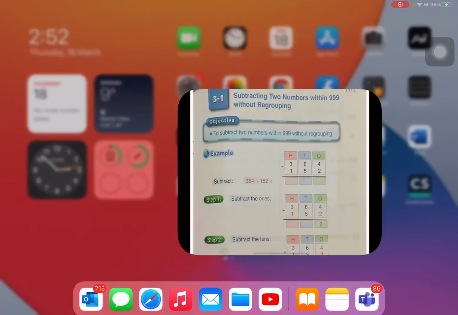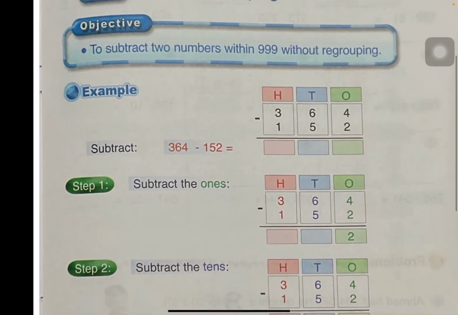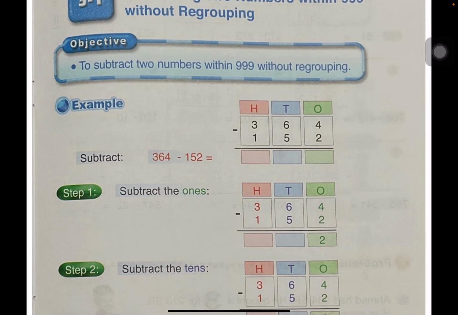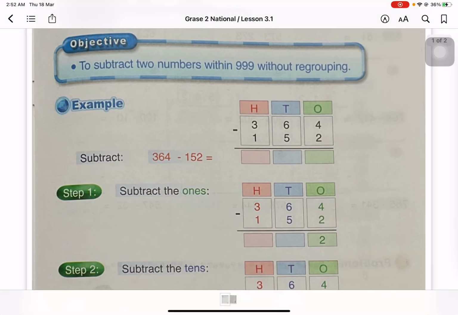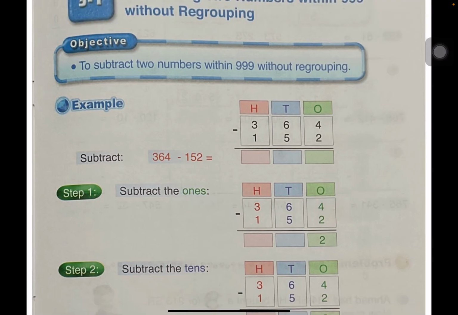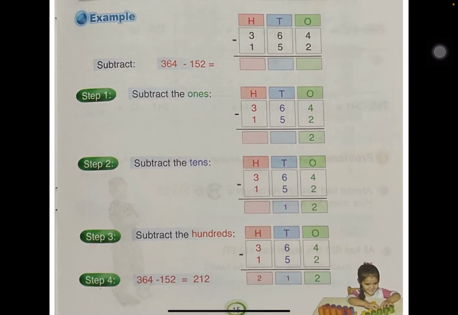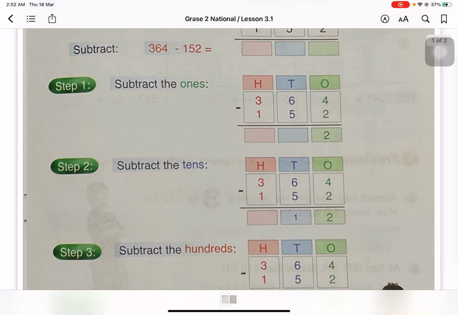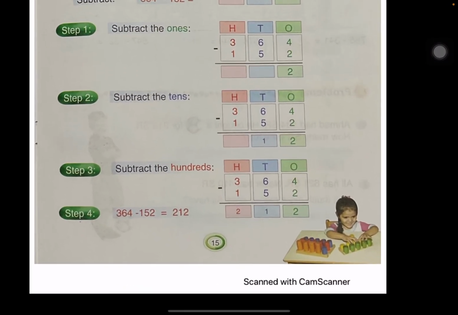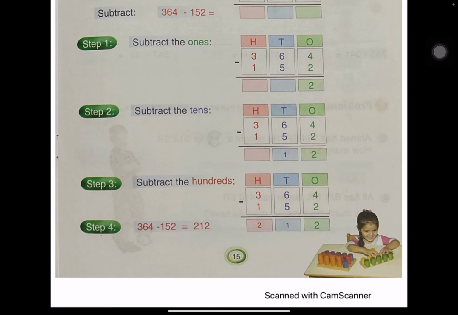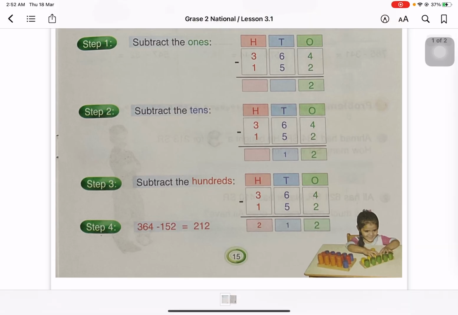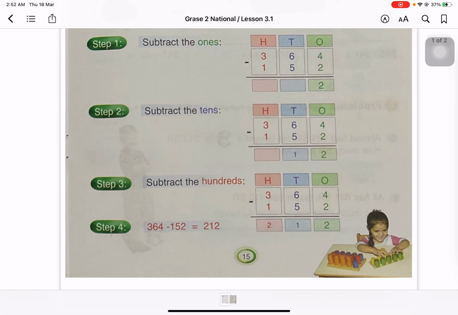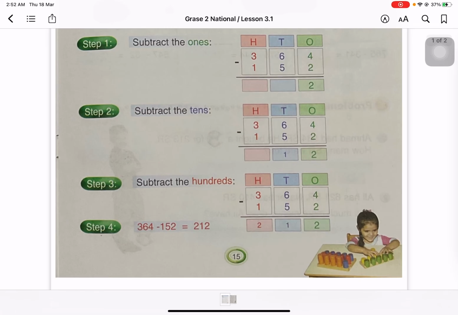Now, if I go to my book, you will notice they said subtract. Step number 1, they started with the ones. 4 minus 2, it is 2. Then they said subtract the tens. The tens, it is 6 minus 5. The answer is what? 1. Then subtract the hundreds. It's 3 minus 1, the answer 2. So if you have the question 364 minus 152, the difference between the two numbers is 212.